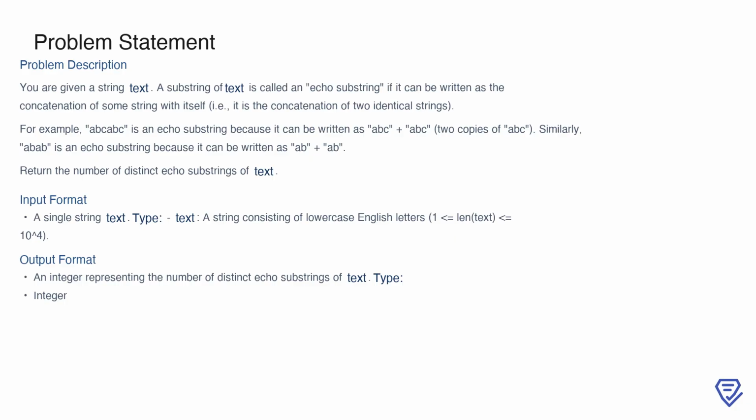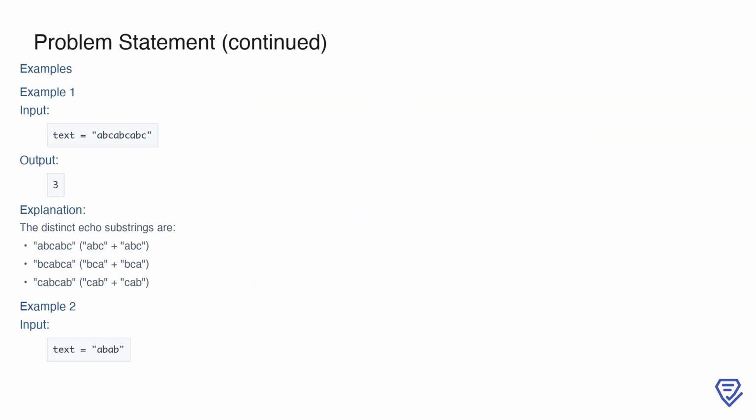The input consists of a single string made up of lowercase English letters, and its length can range from 1 to 10,000 characters. The output will be an integer that represents the total number of distinct echo substrings. To better understand the problem, let's look at a few examples.